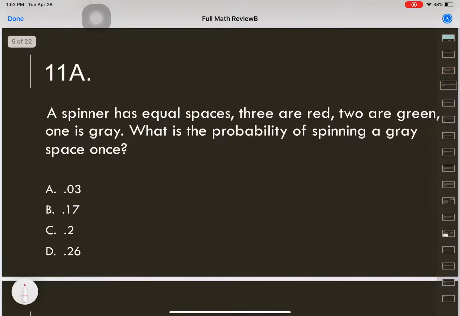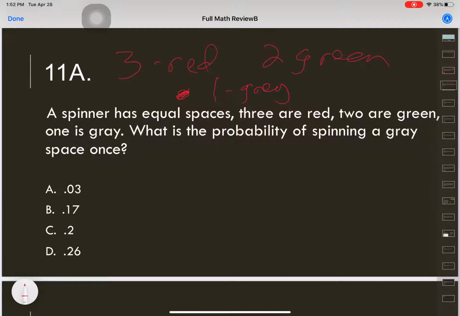A spinner has equal spaces. 3 are red, 2 are green, and 1 is gray. What's the probability of spinning a gray space?